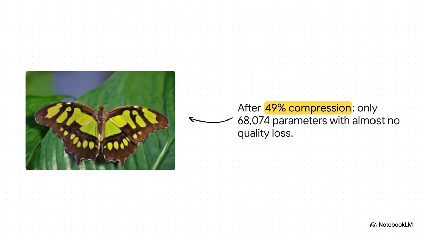And now here's the result after they compressed that smoothly trained model by almost half. We've literally cut the number of parameters down to just 68,000. And just look at the image. The drop in quality is, well, it's almost impossible to even see. That is a massive gain in efficiency for such a tiny trade-off.